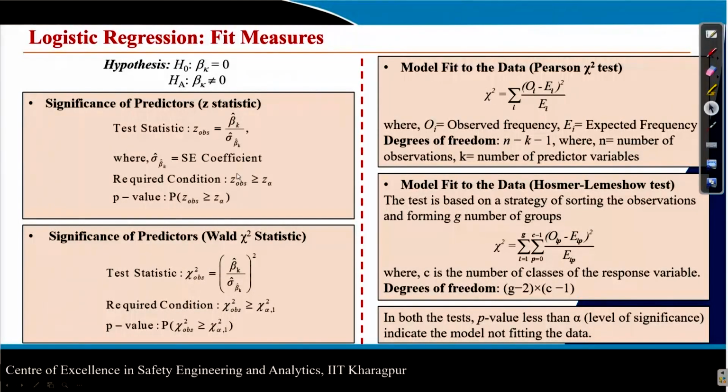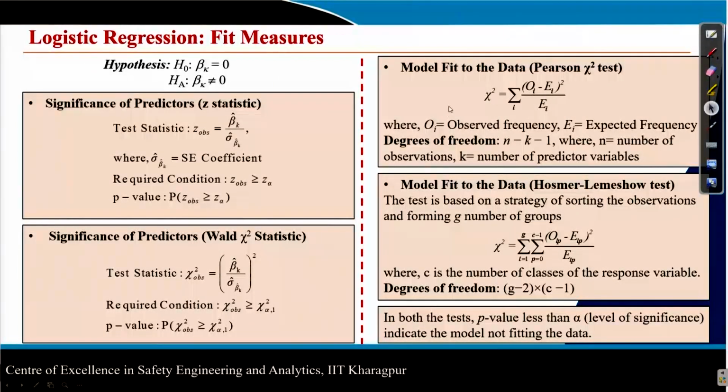So, either Z statistics or Wald statistics you use. Wald statistics basically follows the chi-square distribution, and Z statistics, you know, follows the unit normal distribution. Both will give you more or less similar results, and using this you will understand which of the predictor variables are significant or not.